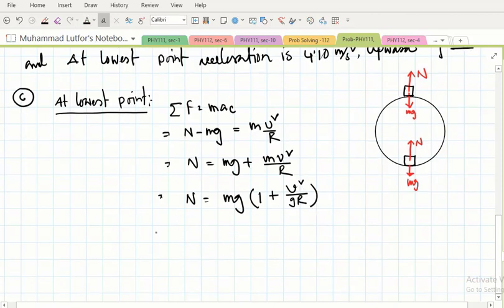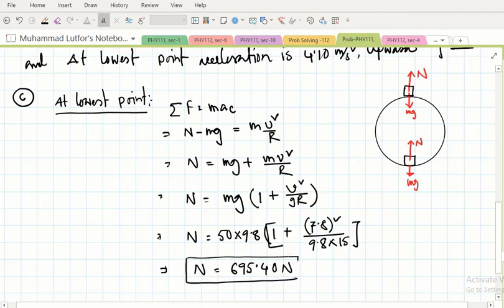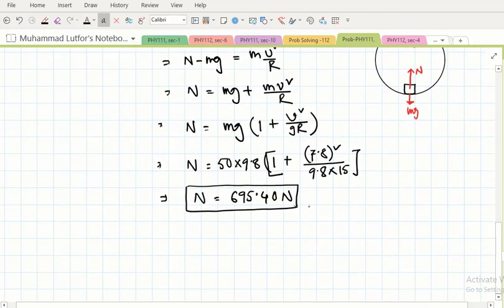Now I know everything, right? I'm going to plug in. Here m is 50 kg, g is 9.8, 1 plus v is 7.8 squared divided by 9.8 times r, which is 15, right? If we plug that in, we find the normal force at the bottom point would be 695.4 Newton. So this is the normal force on the person, which is higher than the person's actual weight. That means at the bottom point the person will feel heavier.